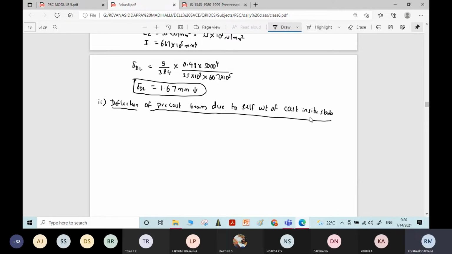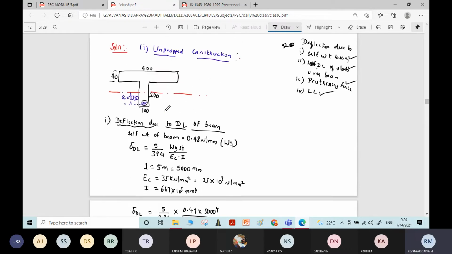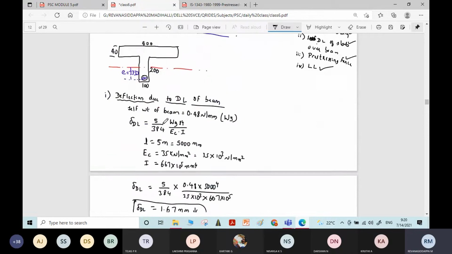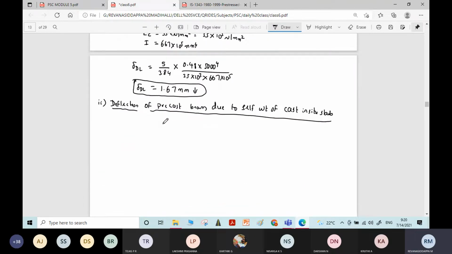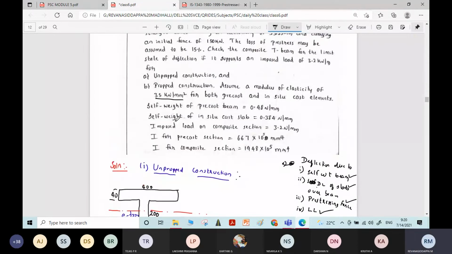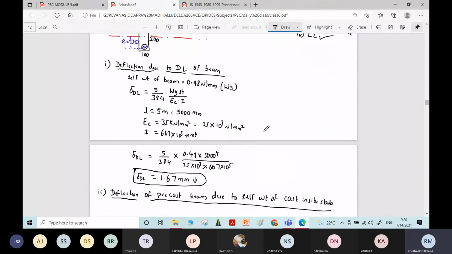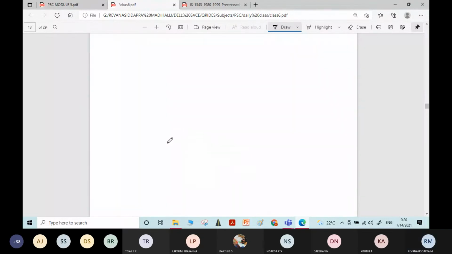Deflection of the precast beam. Deflection of the beam due to the self weight of the slab. Self weight of the slab over the beam is given in the problem. How much is it given? Self weight of the cast in situ slab over the beam is 0.384 Newton per mm. Correct?